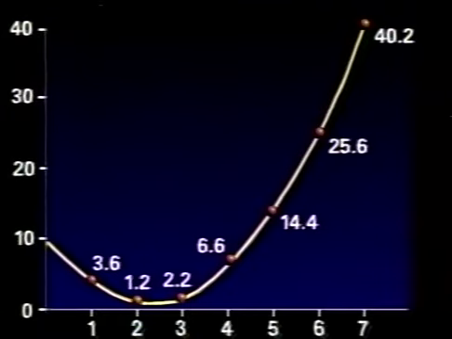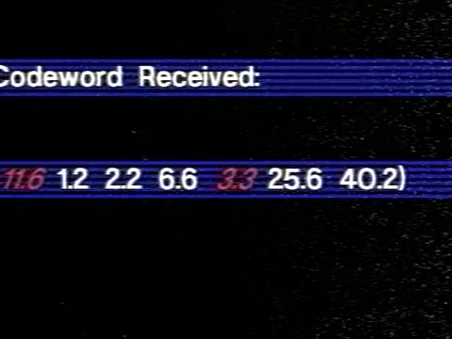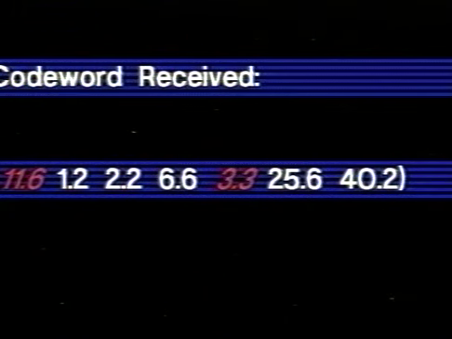For example, suppose our parabolic code word were received with errors in the 1st and 5th positions as 11.6, 1.2, 2.2, 6.6, 3.3, 25.6, and 40.2. Now notice in this example, an error occurred in one of the data numbers, namely the first, 11.6, and also in one of the redundant numbers. We can recover from that as well.